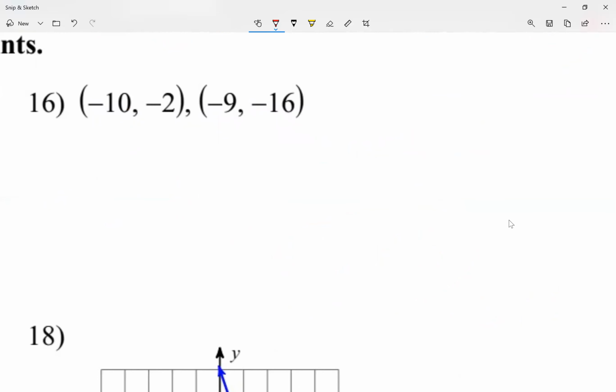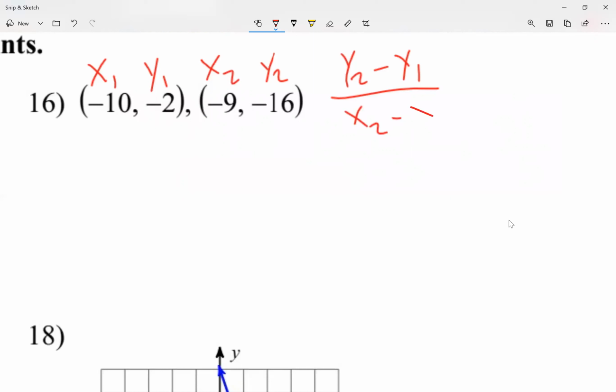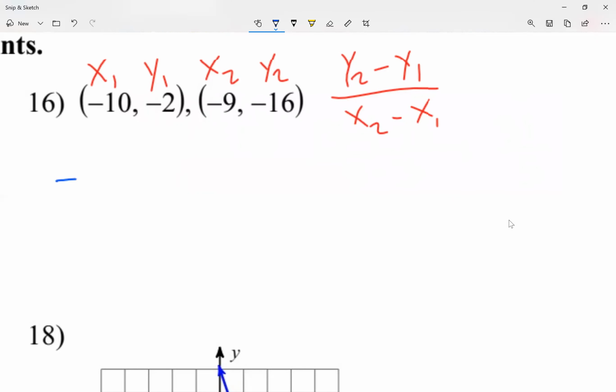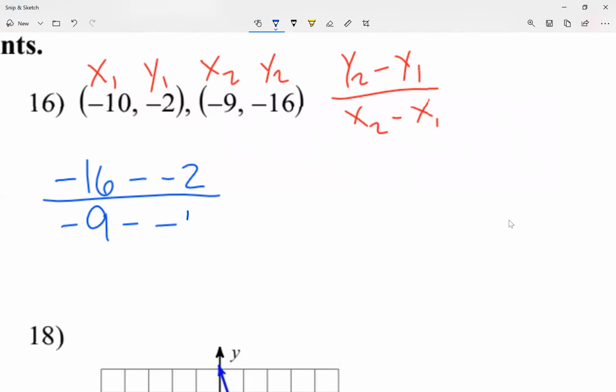Remember, the way I'm going to label this, I'm going to say x1, y1: the x of the first point, the y of the first point. x2, y2: the x of the second point, the y of the second point. And remember the formula, y2 minus y1 over the second x minus the first x. Okay, let's get to work. So the way I'm going to do this, I'm going to go negative 16, right? The second y minus a negative 2 over negative 9 minus a negative 10.